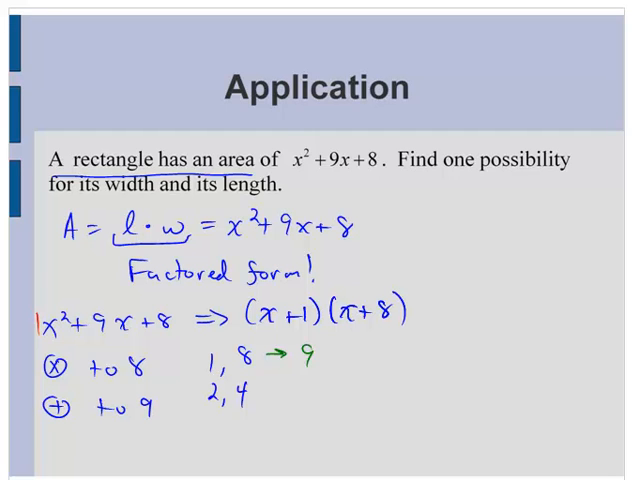And so one possibility would be that the width is x plus 1, and the length is x plus 8. The other possibility would be to have these with the length first. The length is x plus 1, and the width is x plus 8.